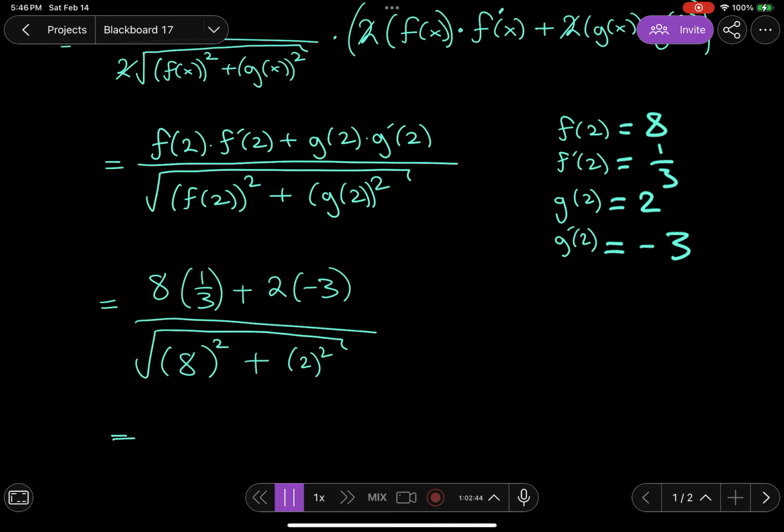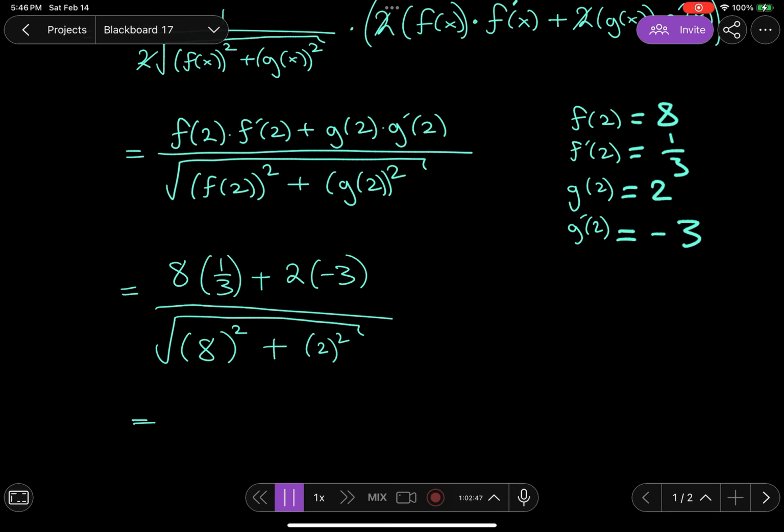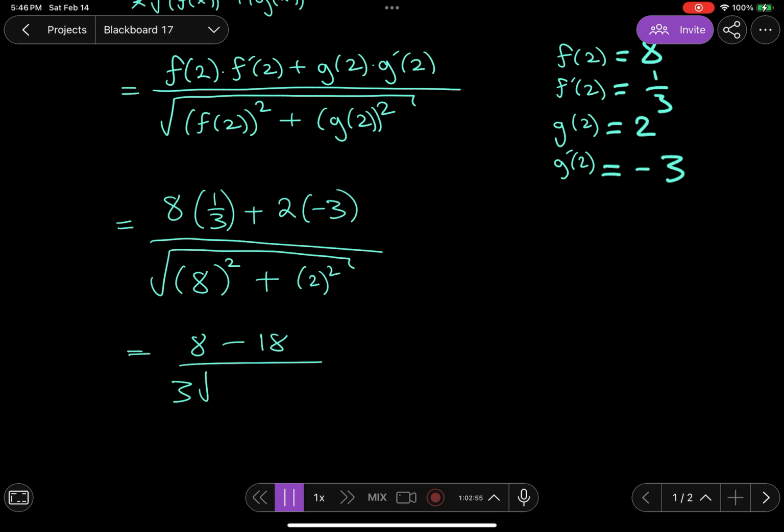All right, let's see what we got. This is the same thing as 8 minus 18, all divided by 3 times the square root of, what is that? Well, I'm going to do this. 4 times 8 is the same thing as 4 times 2, so it looks like I got a 2 squared. No, 4 squared. Oops. Plus 1. Am I right there? Yeah.